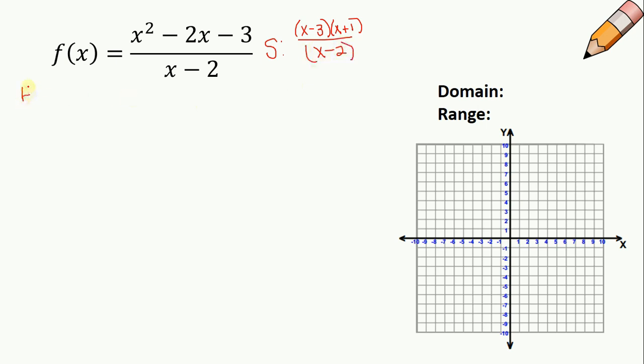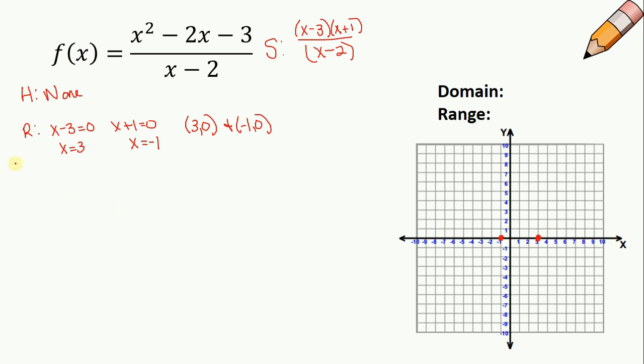Okay, now we look for our holes. Holes, remember, are the people that cross off, which in this case, nobody. Womp womp. That's okay. Roots are your answers to the tops, your x-intercepts. So I'm going to set x minus 3 equal to 0 and x plus 1 equal to 0. So I know that x can either be 3 or x can be negative 1. So in this case, my two roots are at (3, 0) and (-1, 0). So let's put the dots on our graph here.